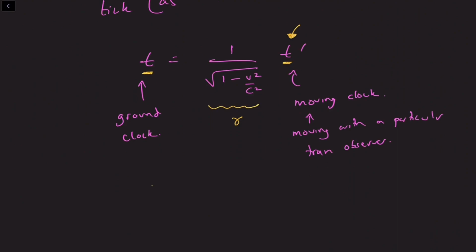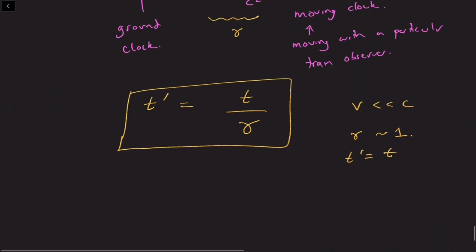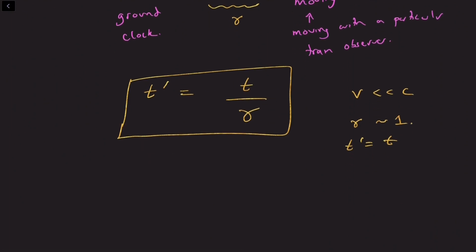So what this tells us is t prime is equal to t divided by gamma. For speeds much less than the speed of light, gamma is close to 1, and in that limit t prime would be t. That is, you recover the ideas of Galilean relativity, where all clocks just appear to tick at the same rate. However, if I now ask about a time interval as seen by the ground observer, which is some fixed value of t, it would yield a value of t prime which is smaller.